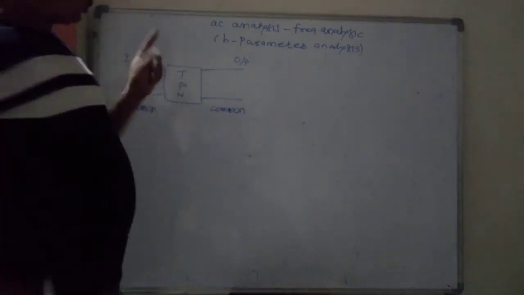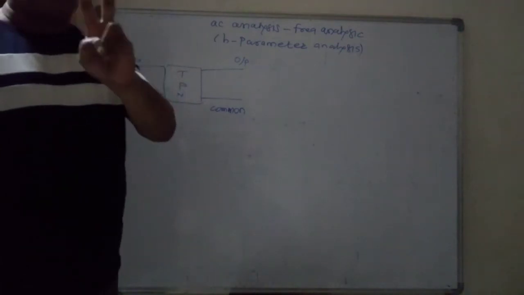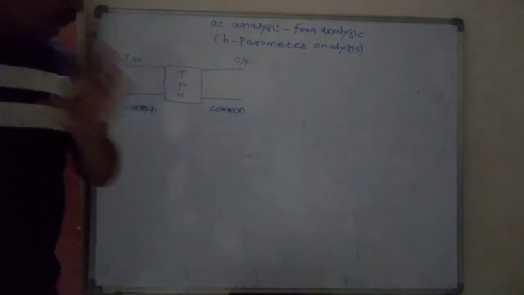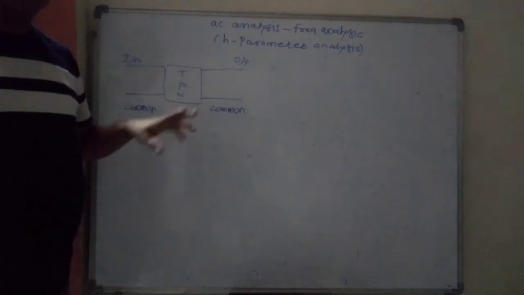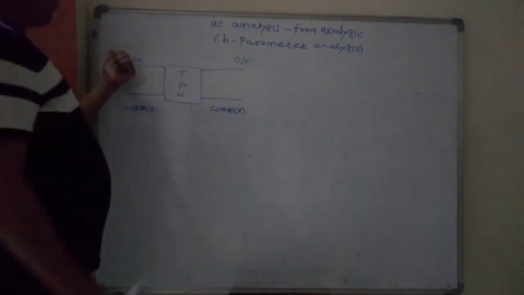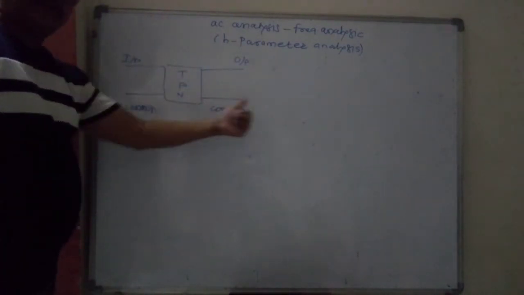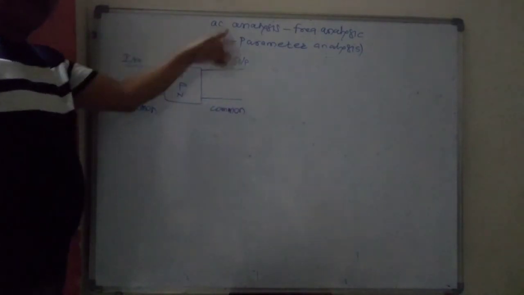So every two-port network has two ports: input port and output port. Three terminals: input terminal, output terminal and common terminal. The common terminal is common to both input as well as output.